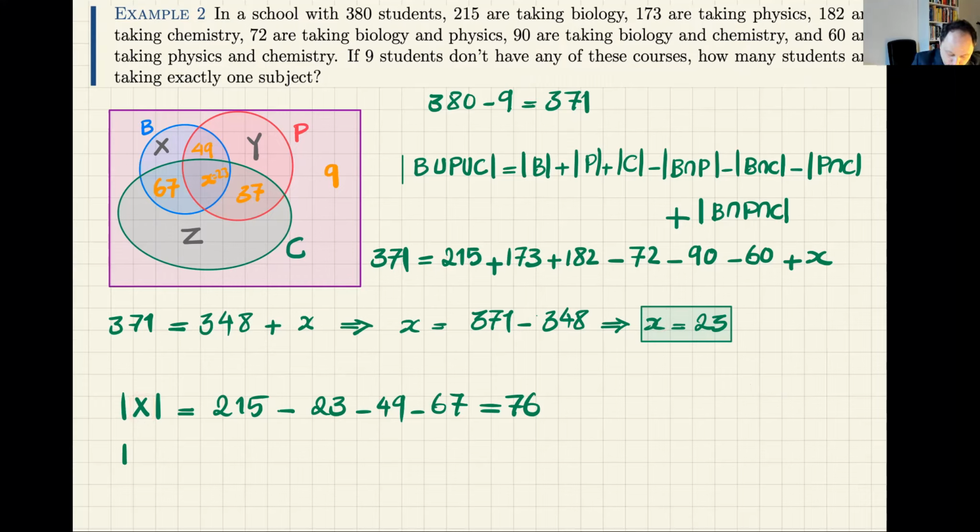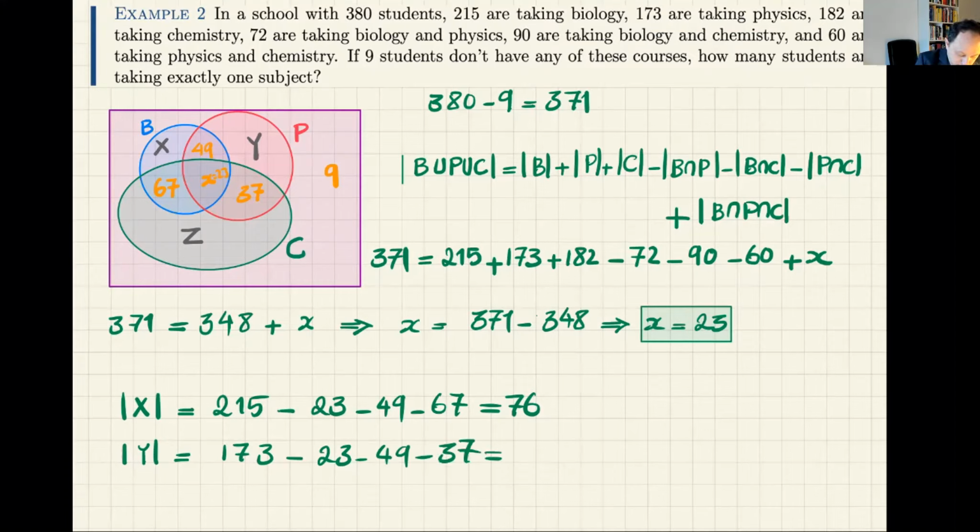And then I would write capital Y here now. The cardinality of capital Y is equal to. So here I need to go to the physics part. How many people are taking physics? 173 of them are taking physics. Then I subtract these things to find the people who are taking only physics. So it is 173 minus 23 minus 49 minus 37.